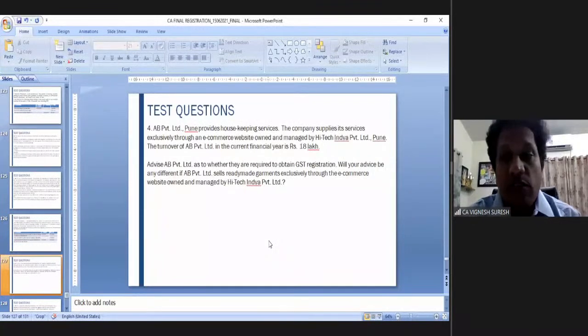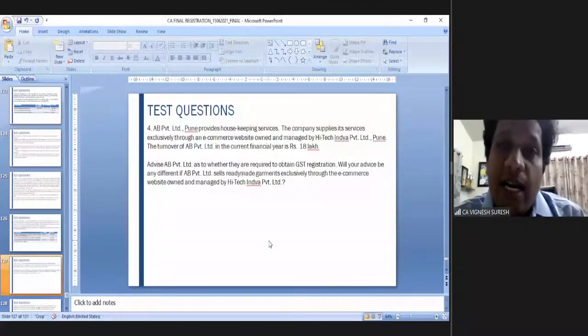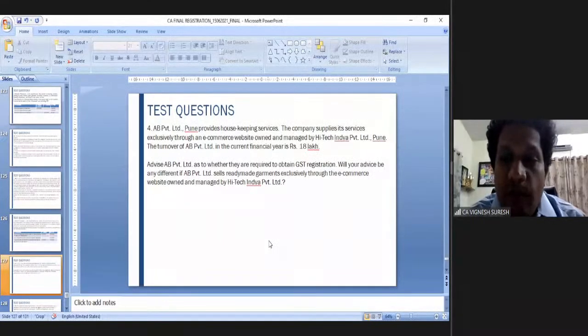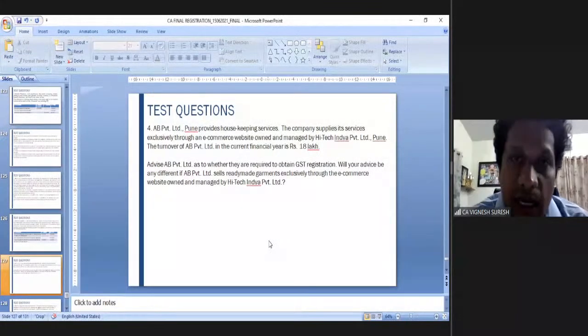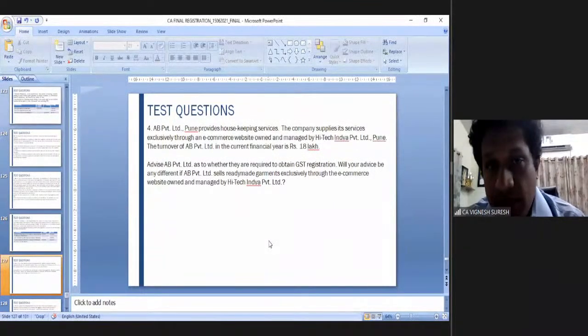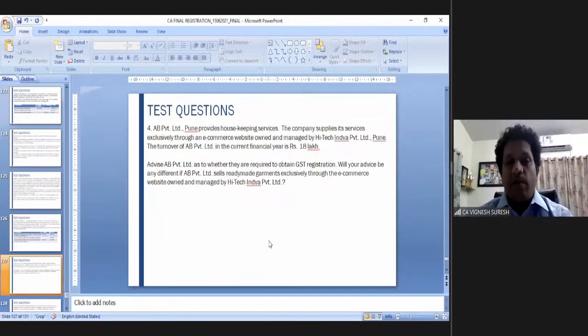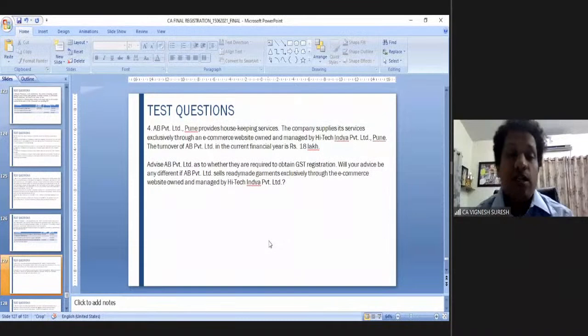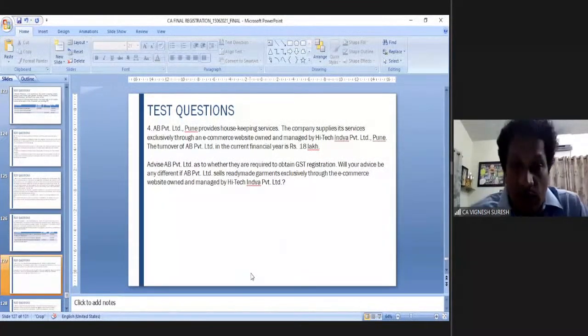Ready-made garments exclusively through the e-commerce website. So when I talk about ready-made garments exclusively through the e-commerce website, it is definitely not covered under 9 subsection 5. A simple way to memorize what all are covered under 9 subsection 5, as I already told you before, is basically Urban Company, MakeMyTrip, and Ola or Uber. These three are the main services which are covered in 9 subsection 5. So therefore, in case he sells ready-made garments, it's definitely not covered under 9 subsection 5. Therefore, it is covered under section 24 and he has to obtain his registration compulsorily. That is the answer to question number 4.